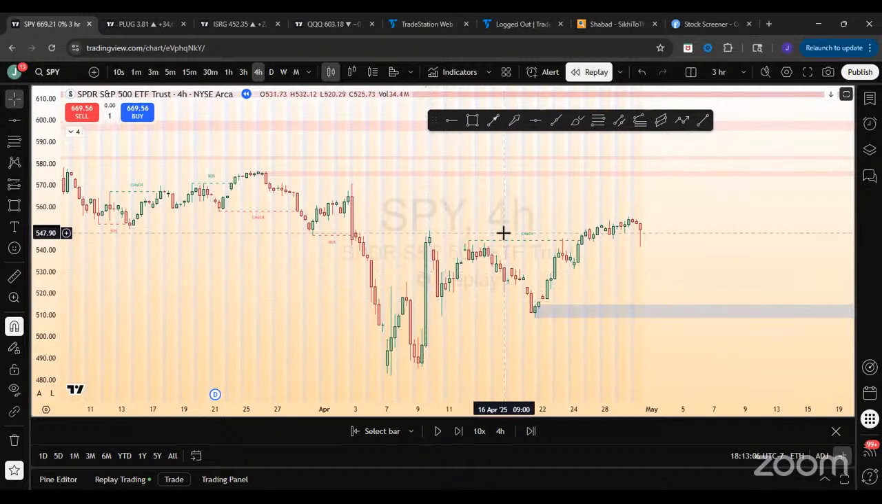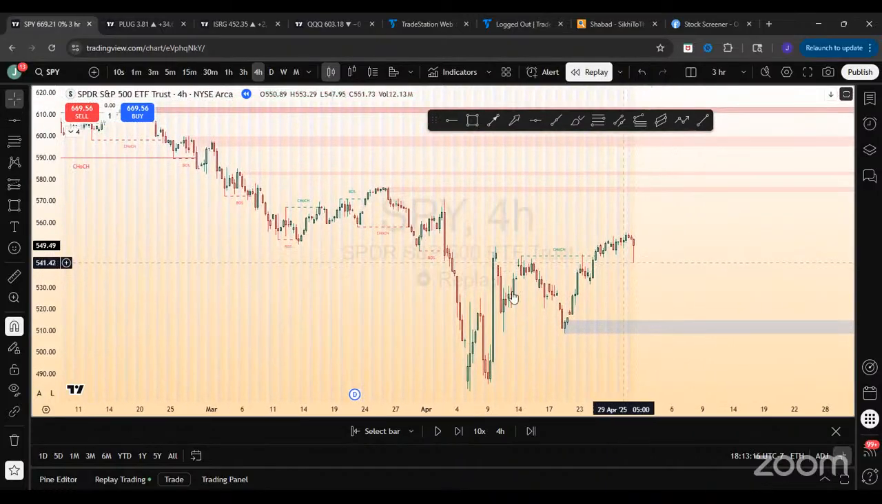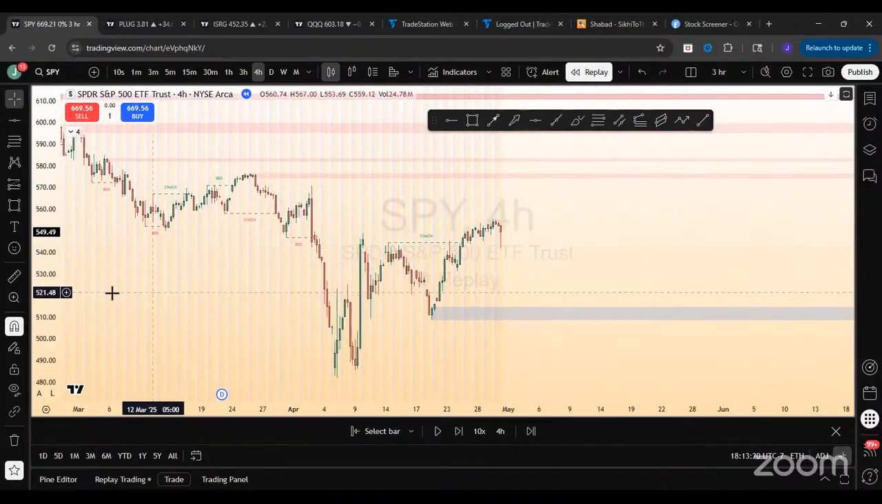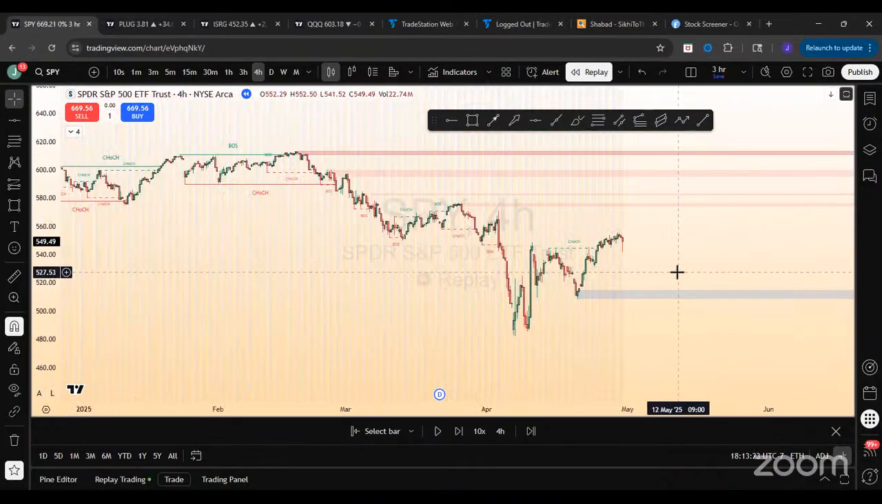Then it gave us a change of character, and then it gave us a bullish break of a bullish order block. Just looking at these two, I simply could have taken long here, and we know what happens after that, right?